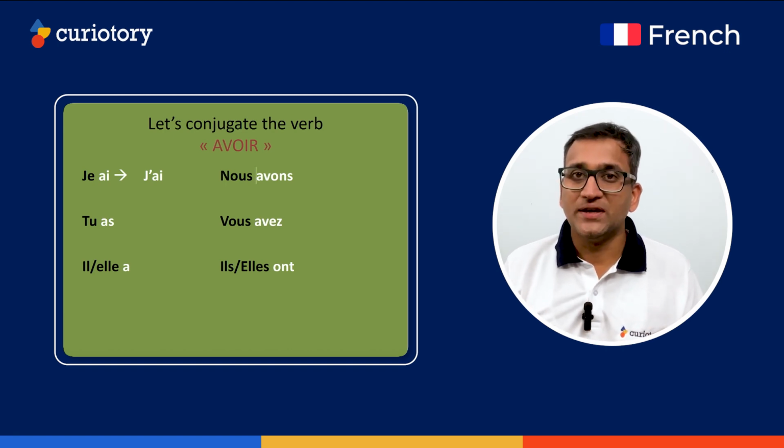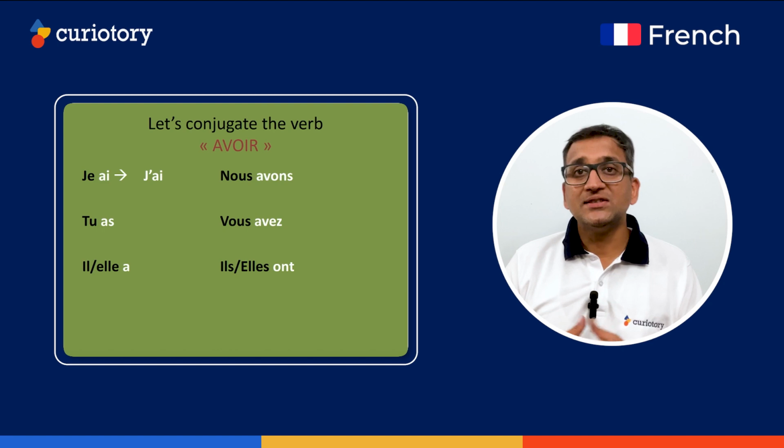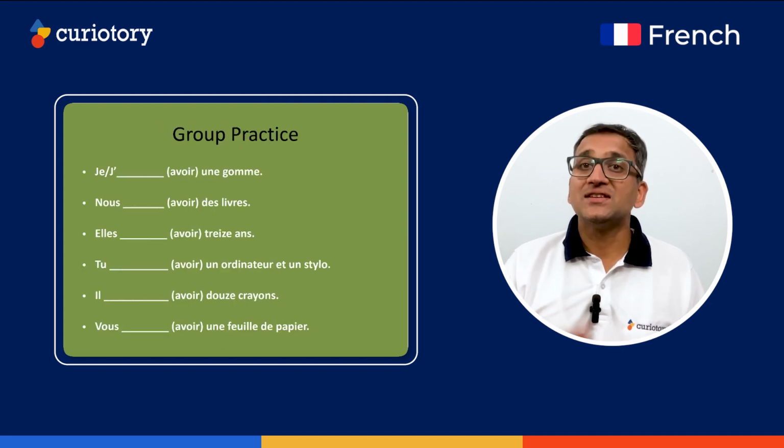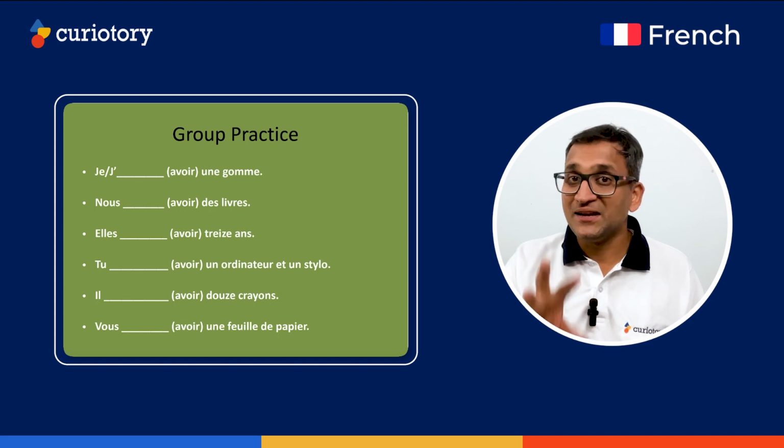So this is how the verb avoir is. This is what the conjugation is. You must practice the pronunciation. You must repeat again and again. Now let's look at one exercise on the verb avoir. Let's see if you can do that exercise and if you remember a bit.